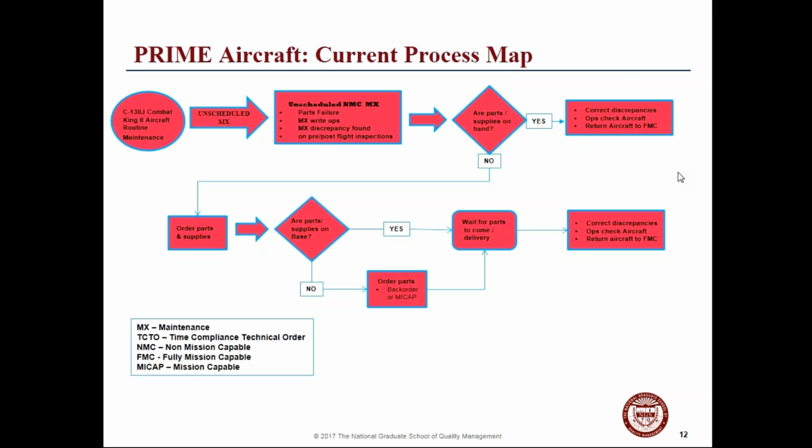If parts are not available, then we've got to order the parts through supply or outside agencies like our vendors. They'll check to see if the parts are on base. We have several warehouses on base that store parts, so we've got to check through all the warehouses. If they are not on base, then we've got to back order the parts, and we wait for the parts to come in. Parts are delivered, correct the discrepancy, return the aircraft back to FMC. Next slide.